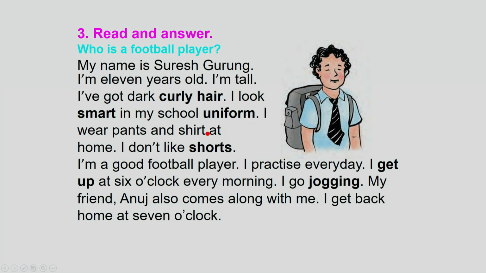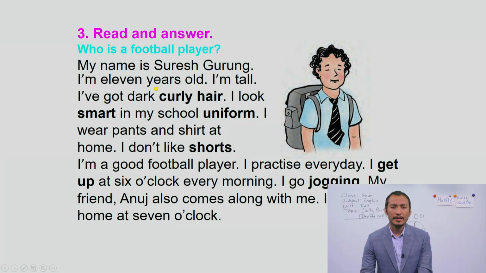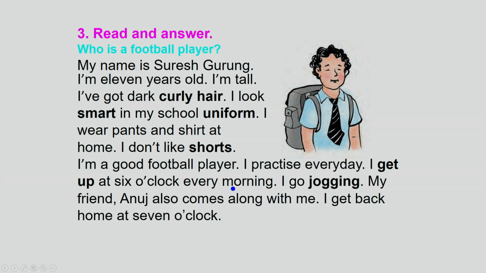Now let's get into the text and read it together. First, I'd like to read it for you and you follow the words I read. Okay, the title is, Who is a Football Player? Let me read. My name is Suresh Gurung. I am 11 years old. I am tall. I have got dark curly hair. I look smart in my school uniform. I wear pants and shirt at home. I don't like shorts. I am a good football player. I practice every day. I get up at 6 o'clock every morning.